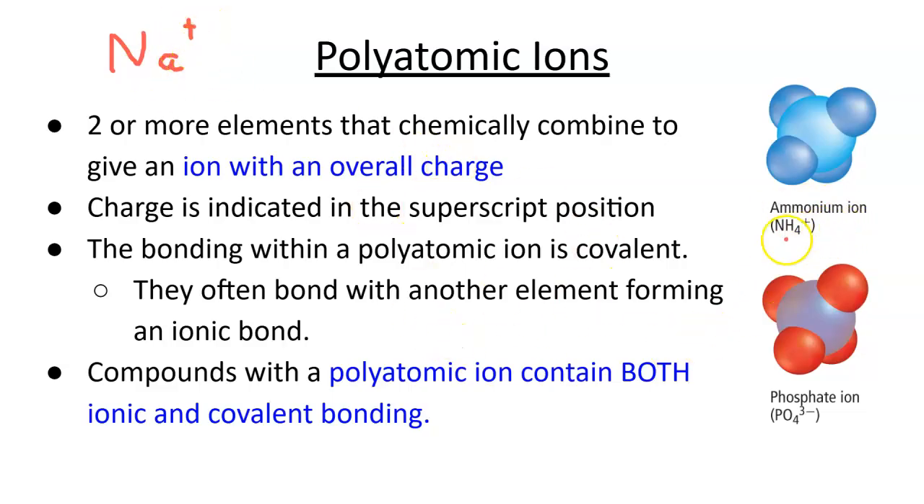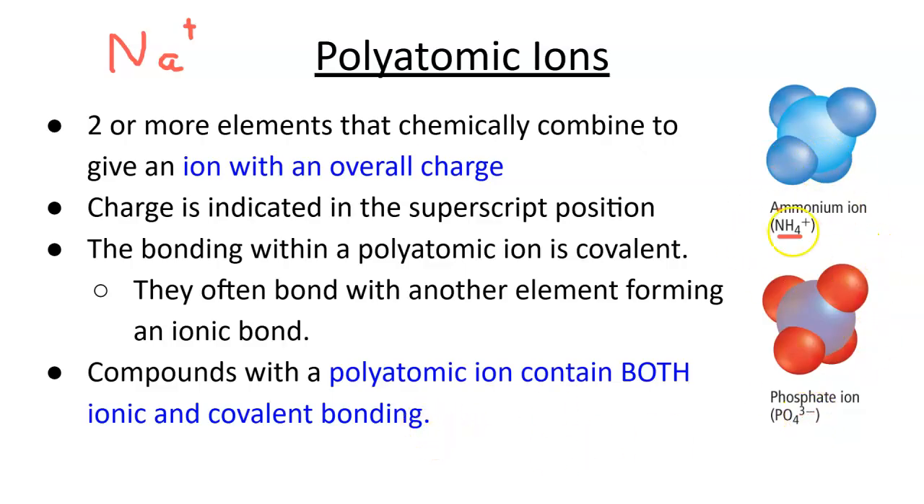In a polyatomic ion, we have a group of atoms like NH4, which overall has lost an electron to give us a plus charge. In phosphate, we have a PO4 3- ion, and this PO4 has lost 3 electrons total to give us a -3 charge.